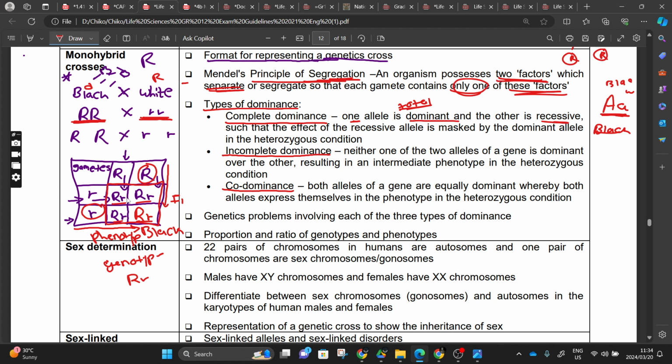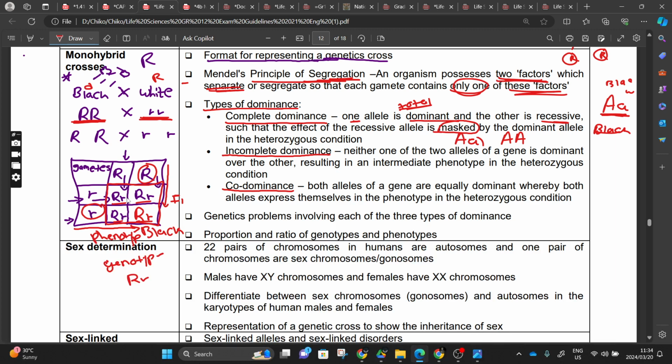Let's dive in here. With complete dominance, the effect of the recessive allele is masked, it means that it will be shadowed, like we won't see it. Someone can be like this and someone can be like this, and these individuals might have the same traits but different genomes, because one is masked. You understand? It's not expressed. It's not shown on the phenotype.